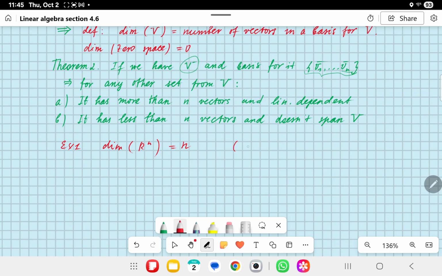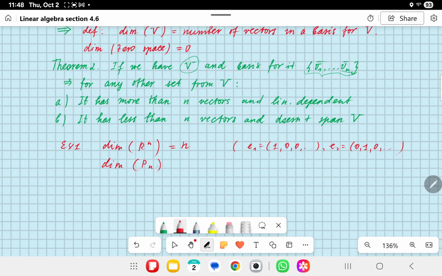Let me remind you, what is the standard basis? I'm going to write down e1 equals 1, 0, 0, and e2 equals 0, 1, 0. And because we have n positions here, we are going to have n different standard basis vectors, and we are going to count them, just n of them, so the dimension is n. So what is going to be the dimension of the polynomial space? Polynomials of degree less than or equal to n.